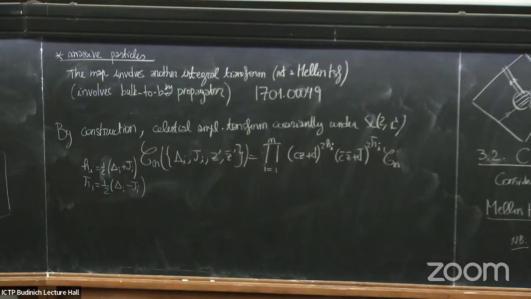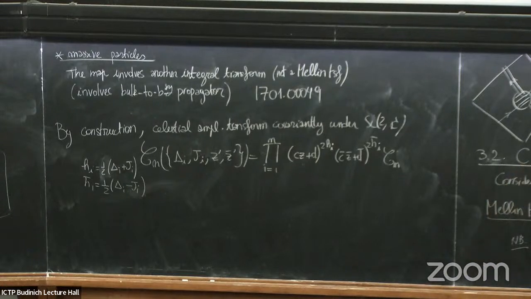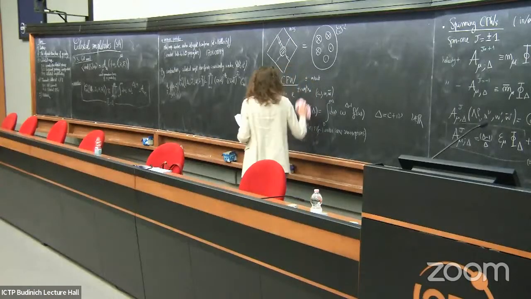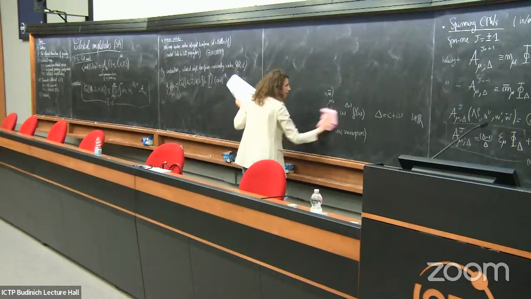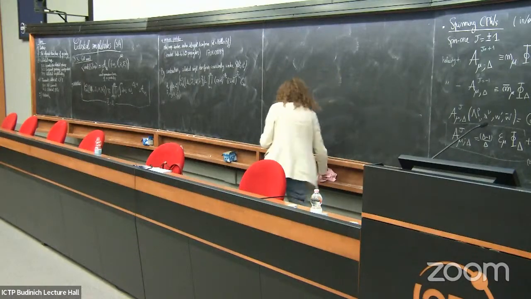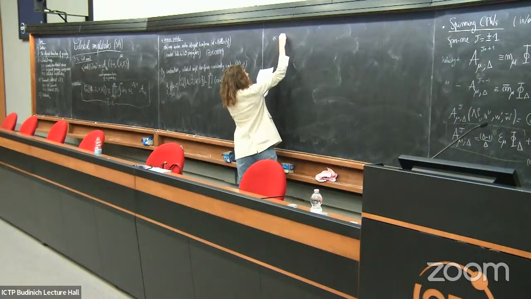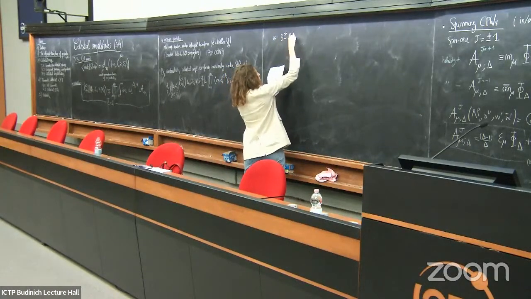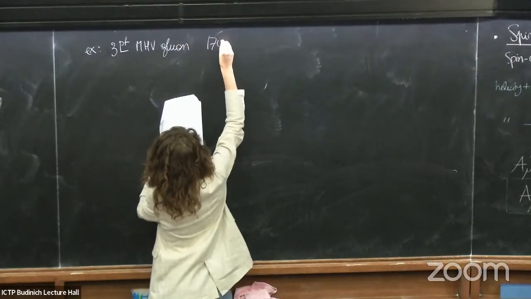The first one computed in the celestial basis was the 3-point maximally helicity violating gluon amplitude. I will not write it down because I'm running out of time, but just so that you have an idea of what it looks like, you can explicitly compute and check the amplitude you obtain. For example, the 3-point MHV gluon amplitude. You can do the exercise.